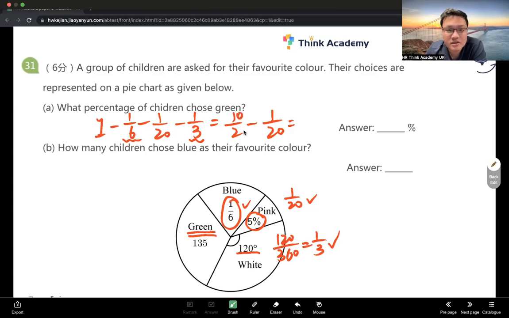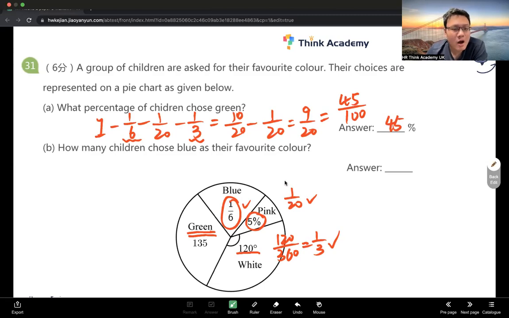So that'll be this, right? 10 over 20 minus 1 over 20. The answer is 9 over 20, 9 out of 20. And then you convert that into a percentage. So you times by 5 to both sides, 45 over 100, which is 45%.